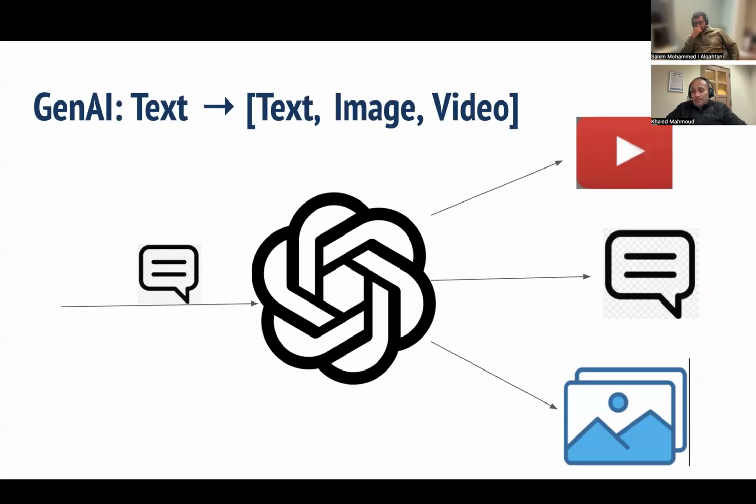Generative AI, as we all know it, and a good example is ChatGPT, where you prompt it and give it text, and it will generate a response, either video or image or text. We need to understand how it understands human language. How do these models understand the language that we speak?